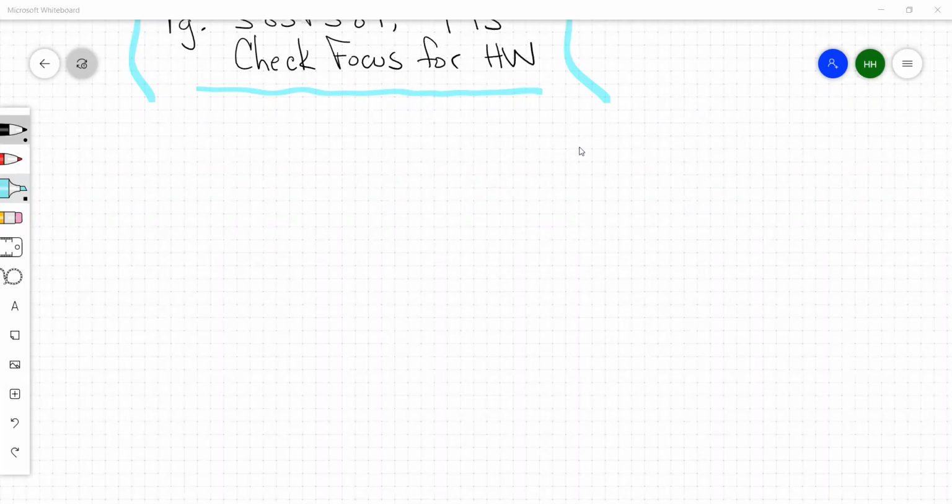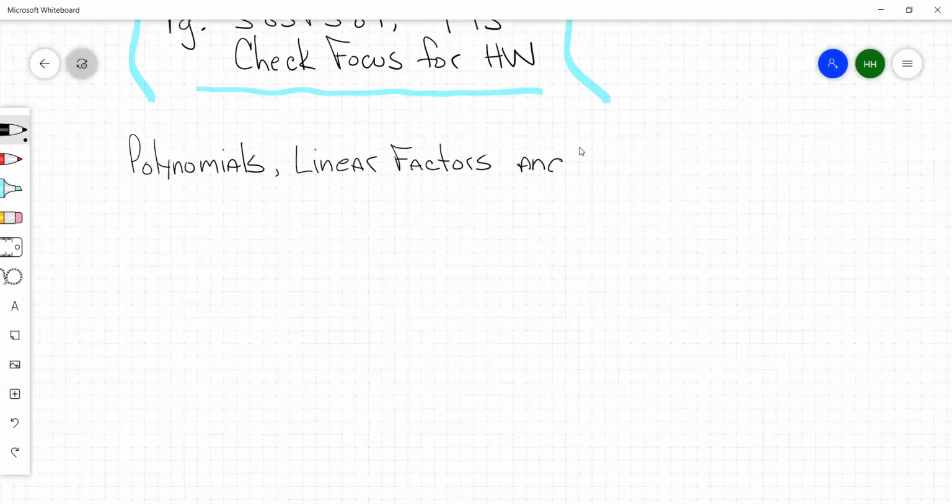Today we are going to discuss and work with polynomials again. Linear factors, and zeros.